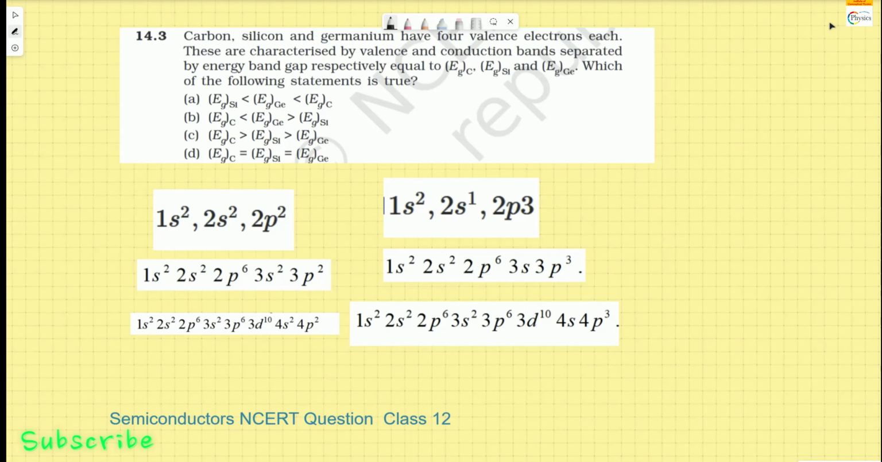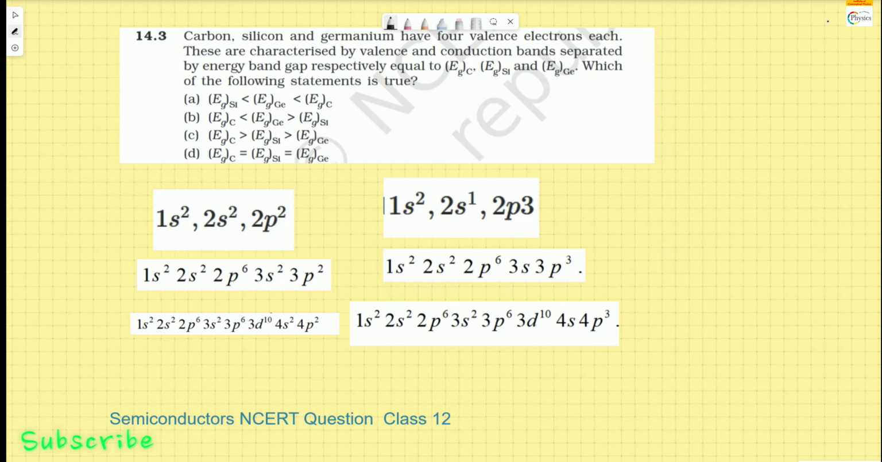All right, so good morning and welcome to this video solution on semiconductors. This is from NCERT, very important one. I will not restrict the discussion to the question only. I will explain some more things which you can already see on the screen and you will get to know some interesting facts. Okay, so what is the question?